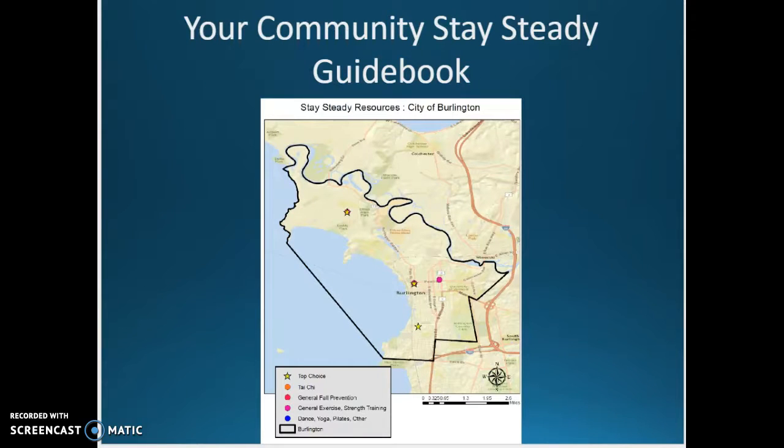We're happy to say that this year, the UVM DPT class of 2017 helped us compile a community Stay Steady guidebook, which has county-based spreadsheets and maps showing where group exercise opportunities are. It's great. The guidebook has already been disseminated to the State Fall Prevention Coalition, and Stay Steady events will be a great opportunity to disseminate it further.